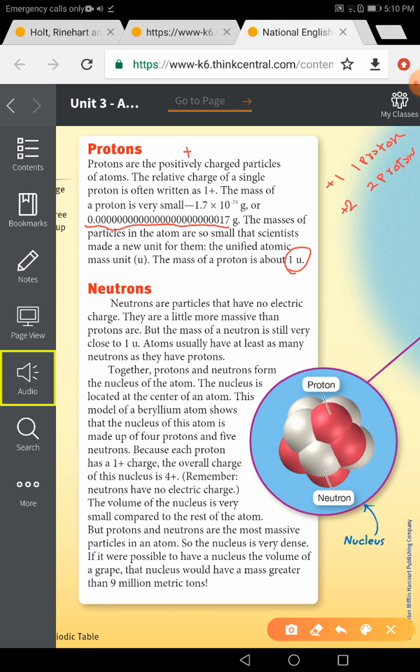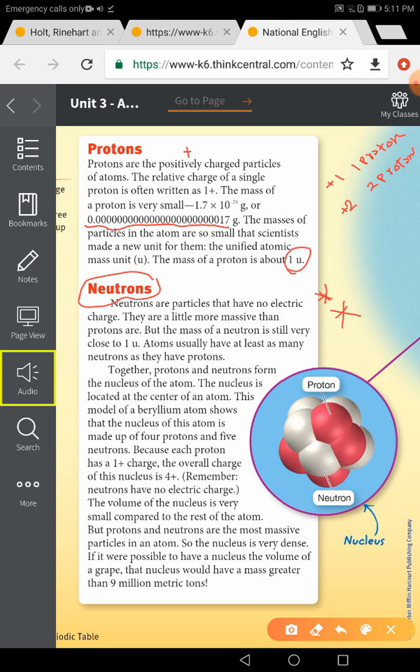Neutron. Today we'll talk about neutron also. Neutrons are particles that have no positive charge, no negative charge, right? So no electric charge they have. They are a little more massive than protons are, so they are bigger than protons. But the mass of the neutron is still very close to 1 u. So it's approximately equal to the mass of the proton.